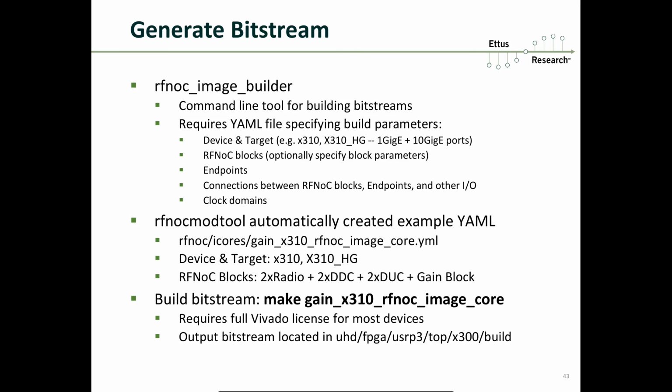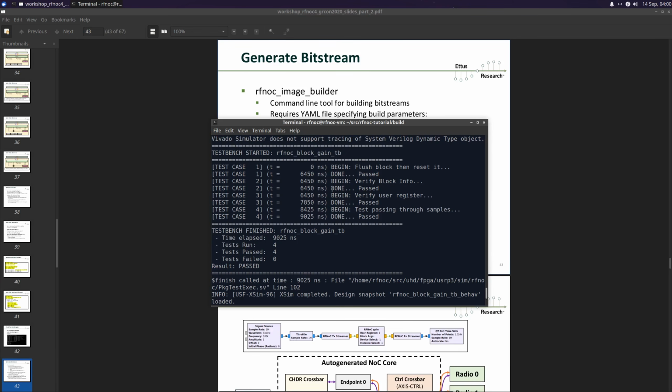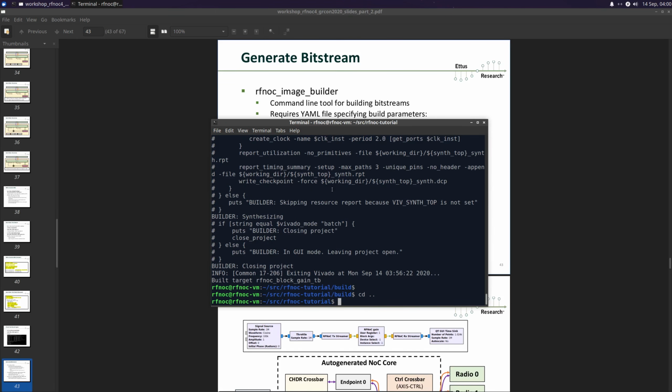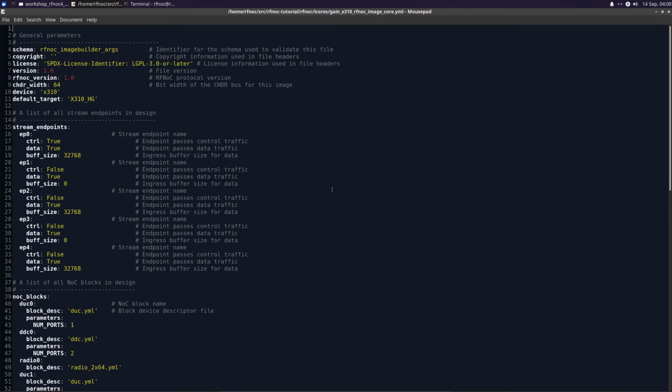And then in this YAML file, we have our rfnoc blocks, which by default include the useful ones: the radio, DDC, and DUC, and it automatically adds our gain block. rfnocmodtool is trying to make this simple for us, so it sets it up automatically. Now let's take a quick look at that YAML file. I'll navigate there. Here you can see it, and I'll explain a little of what's going on in here.